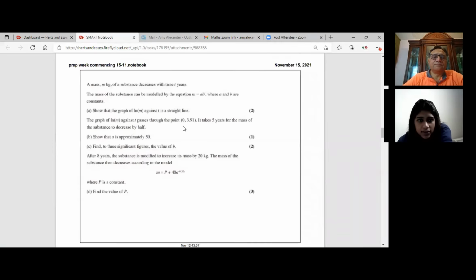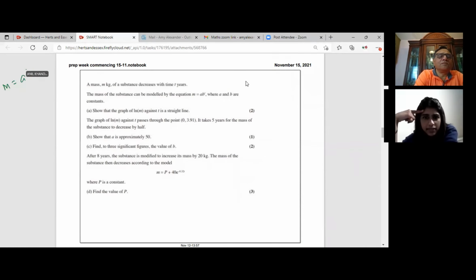Let's see this one. Can you please read this question? A mass m kg of a substance decreases with time t years. The mass of the substance can be modeled by the equation m equals a b to the power of t, where a and b are constants. Part A, show that the graph of ln m against t is a straight line.